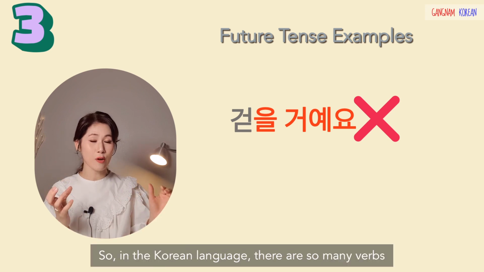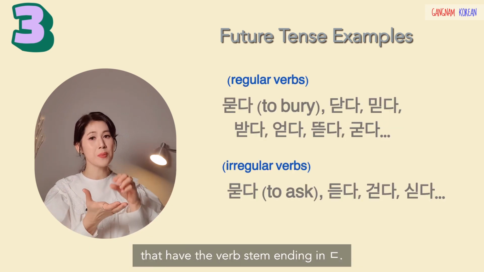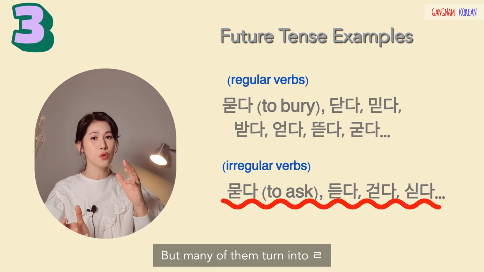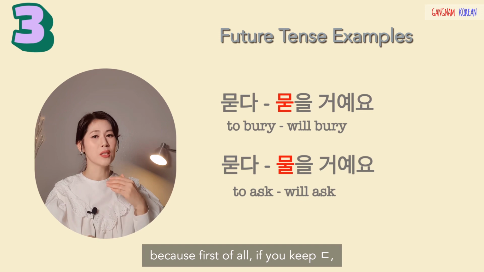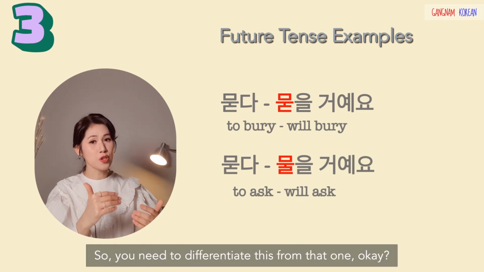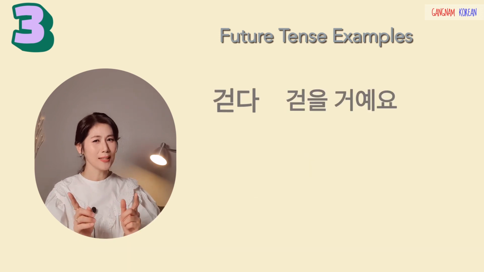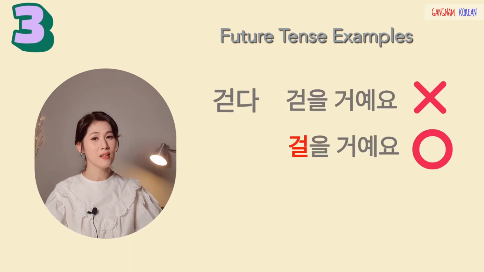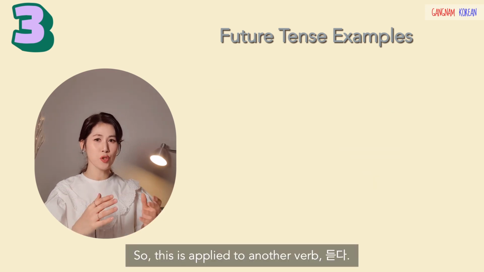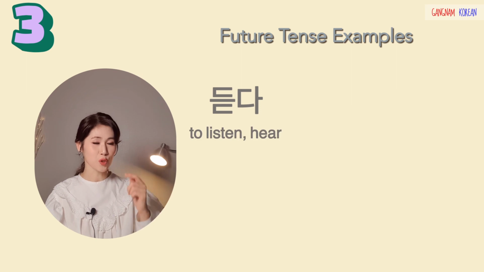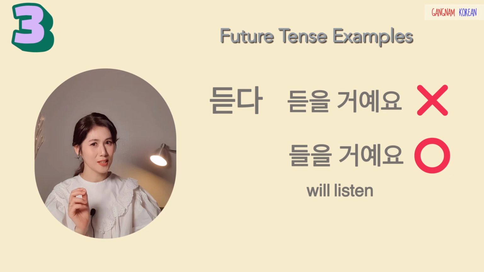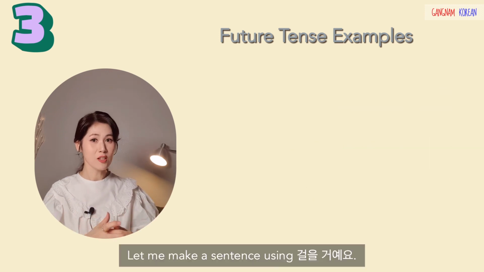So in the Korean language, there are so many verbs that have the verb stem ending in 디귿. But many of them turn into 리을. Because first of all, if you keep 디귿, maybe there is another verb with a different meaning. So you need to differentiate this from that one, okay? So not 걷을 거예요, you say 걸을 거예요. Will walk. This applies to another verb, 듣다, to listen or to hear. So it's not 듣을 거예요, it's 들을 거예요. Will listen.